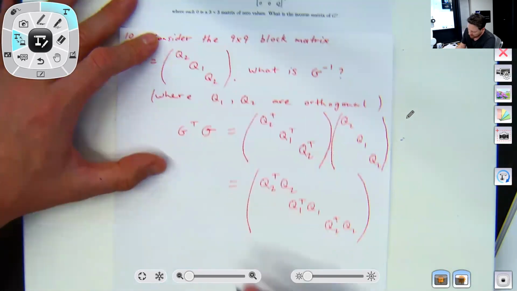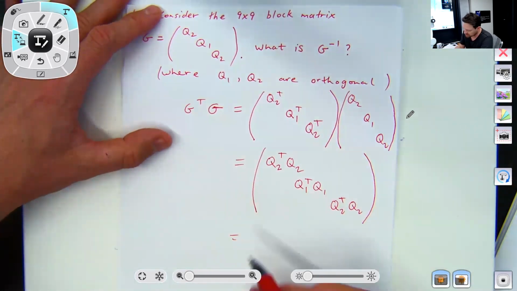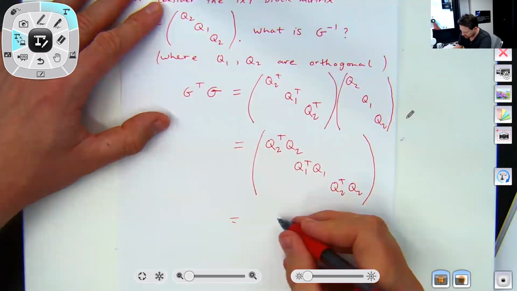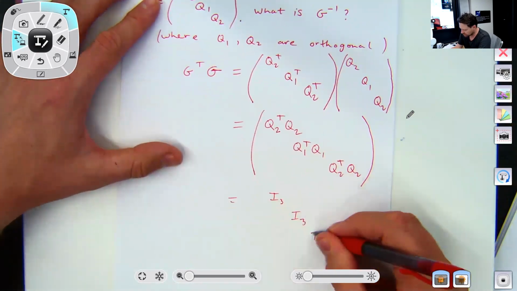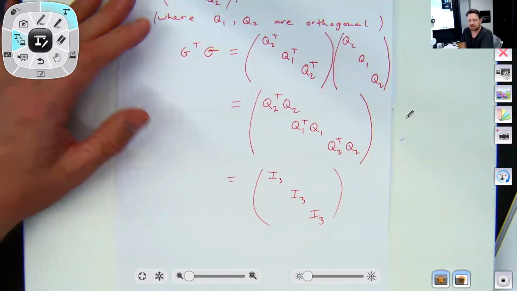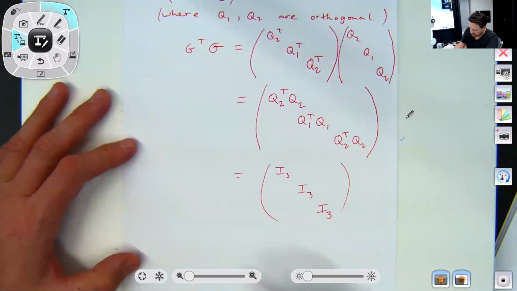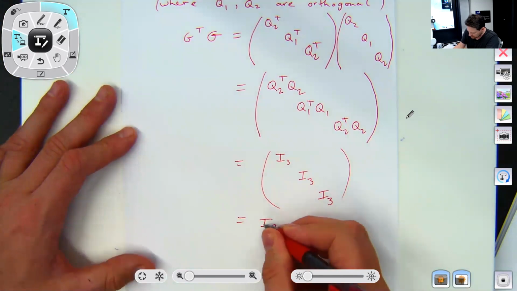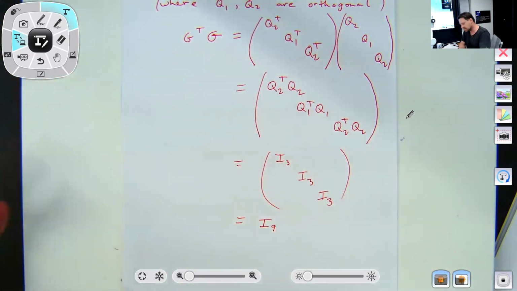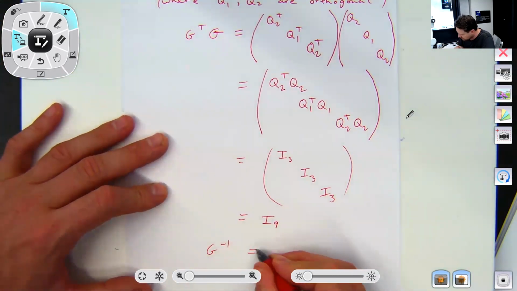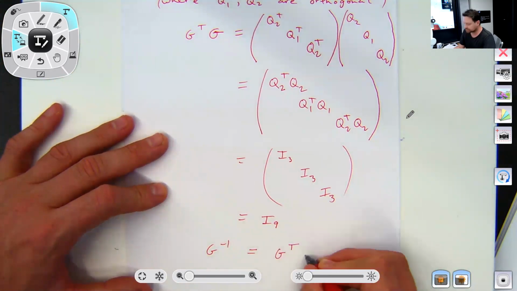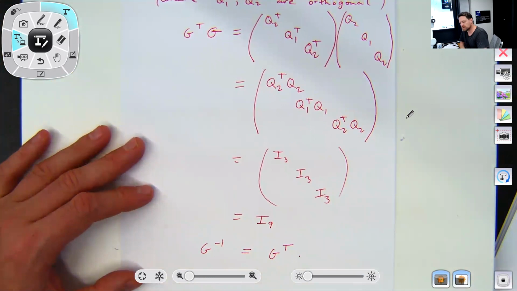Taking this product, because each of these are orthogonal, we see that we have the identity matrix there, but it's 3 by 3. We have I3 here, and we have I3 here. Okay, but if you look closely, that's I9. In other words, the 9 by 9 identity matrix. So we do see that G transpose times G is the identity matrix, and so we know straight away, since G is orthogonal, that G inverse is equal to G transpose. Okay, so that's the quiz done.